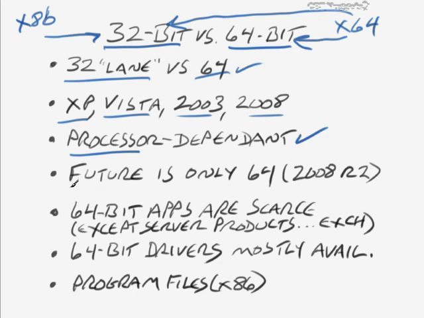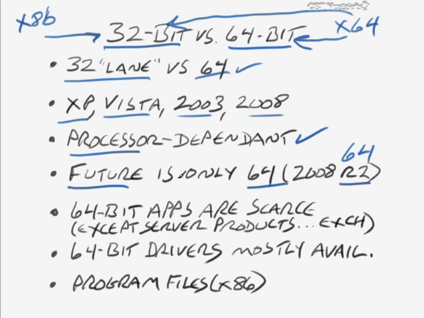However, the future of processing is going to be only 64. In fact, I doubt that you can even buy a 32-bit processor off the shelf anymore, unless it's just a replacement part. You've got a bad processor and you want to replace it. But if you're buying new systems that are already put together, I don't think anyone's even selling 32-bit anymore. Windows Server 2008 R2 is only 64-bit. That's all you can get with Server 2008 R2, for example.